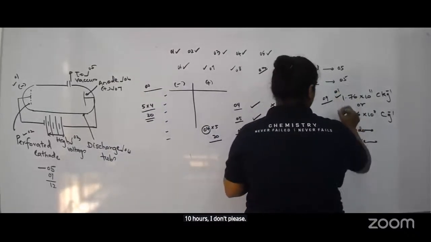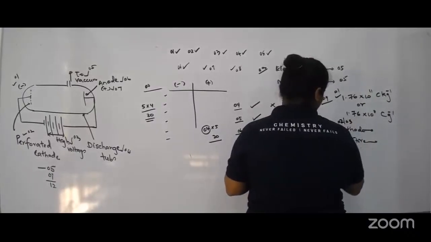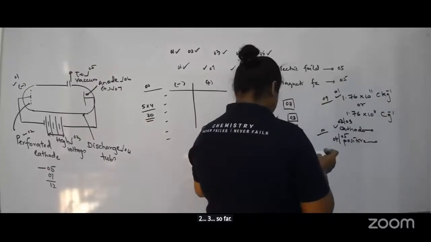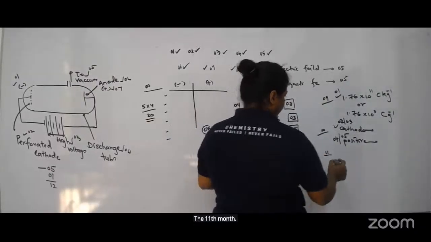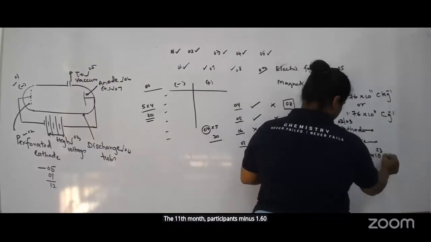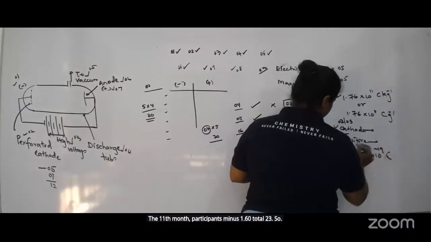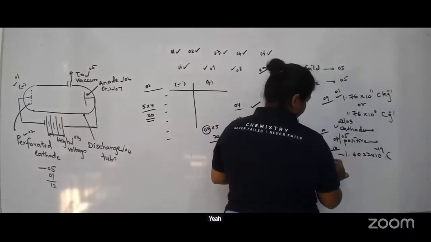Here 1, 2, 3, 4, 5. The next one. What is the charge of an electron? Minus 1.602 into 10 to the power minus 19. Here 5 marks.